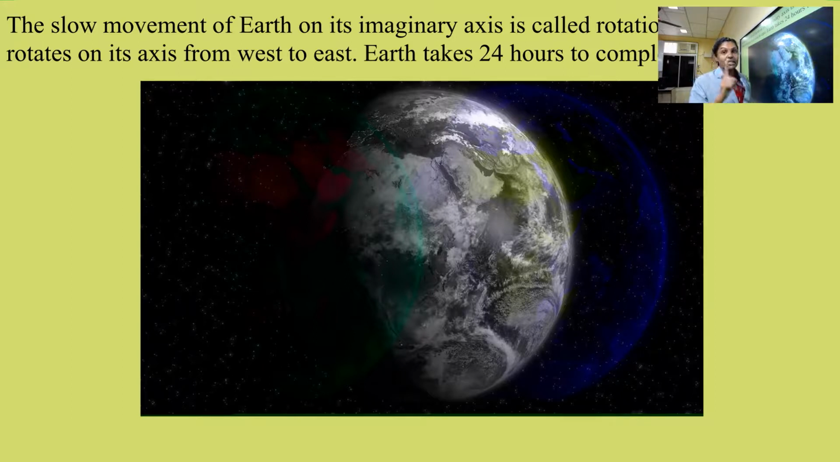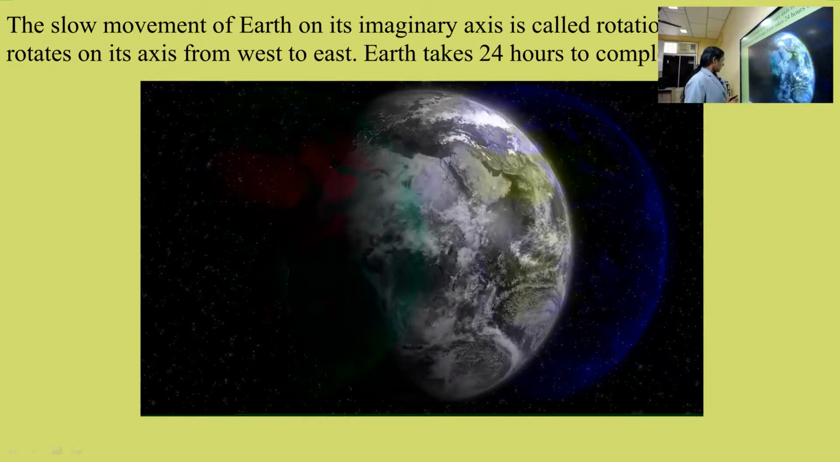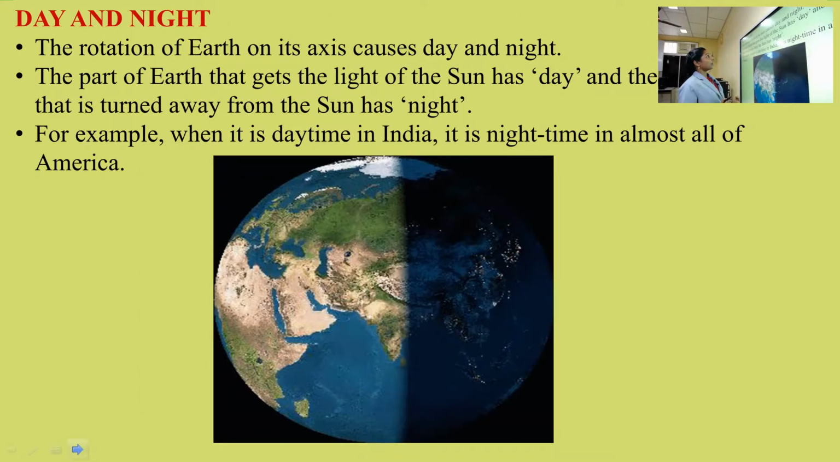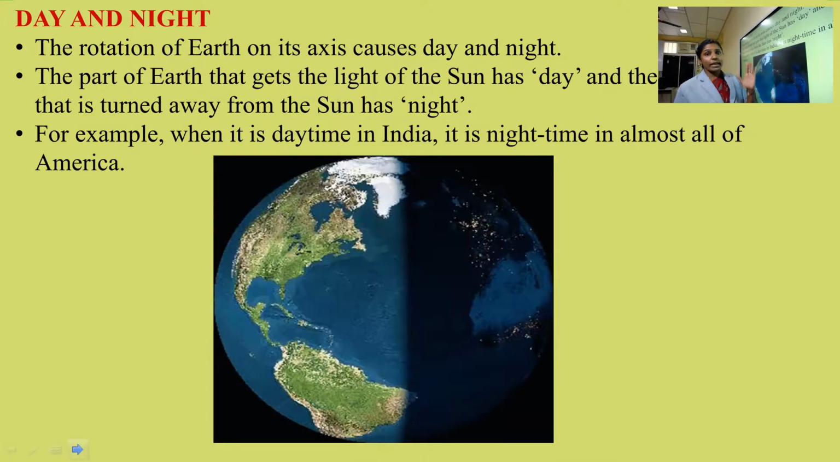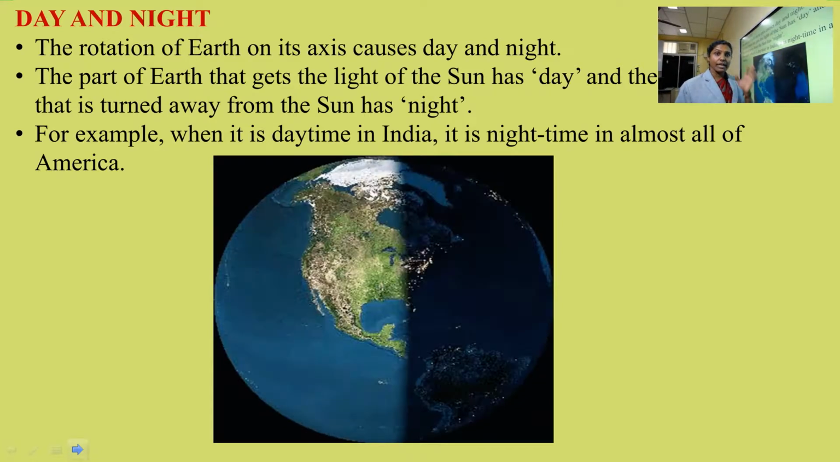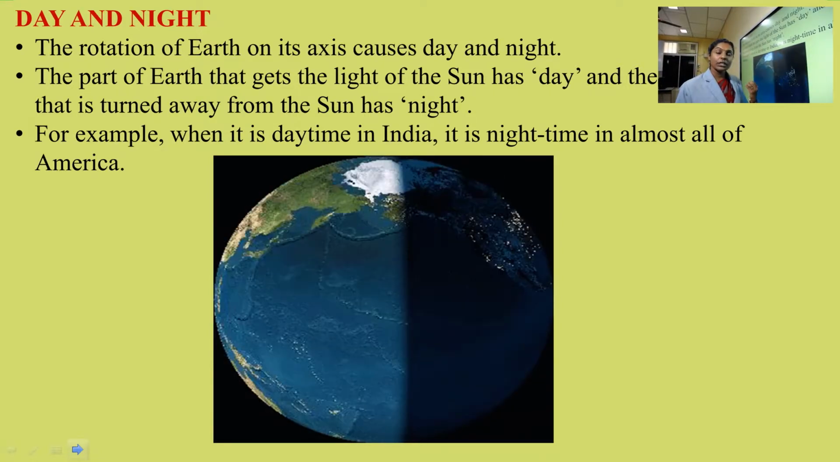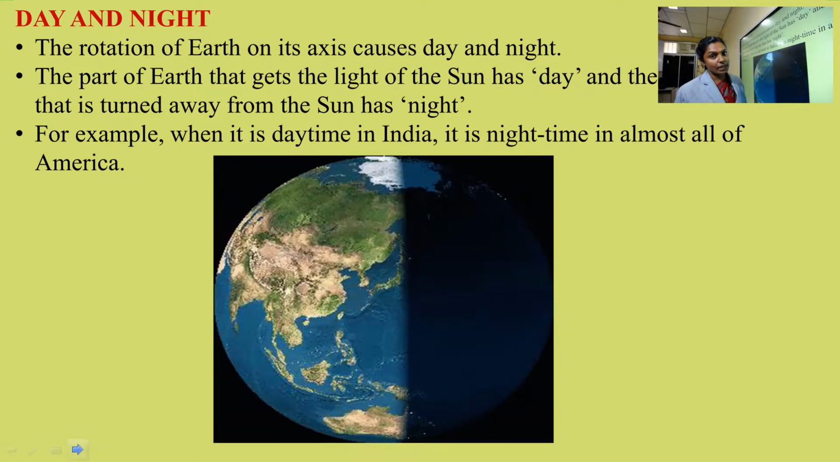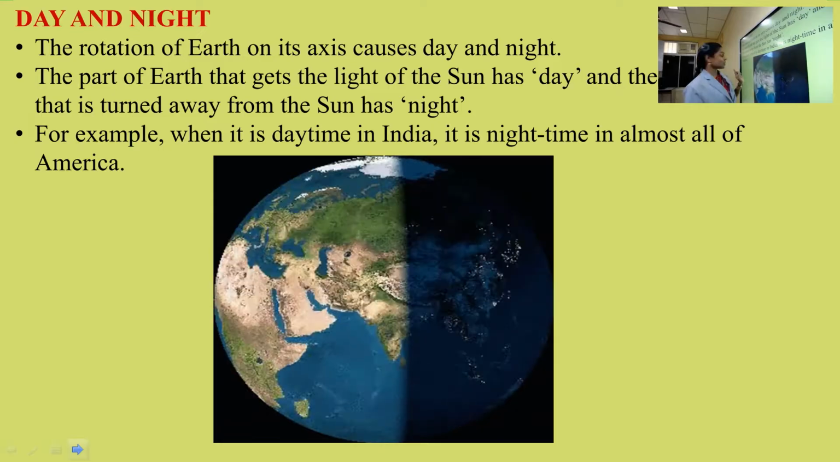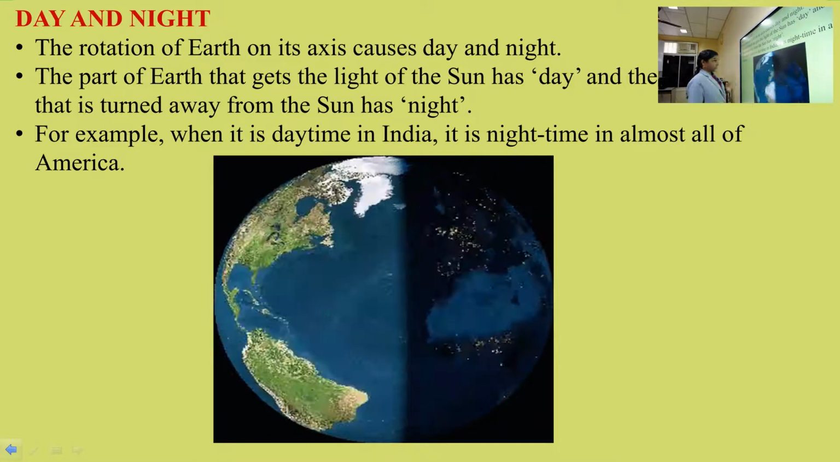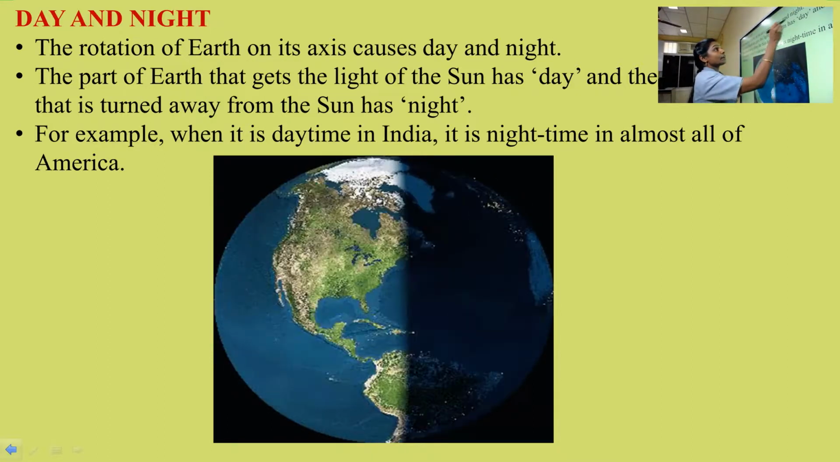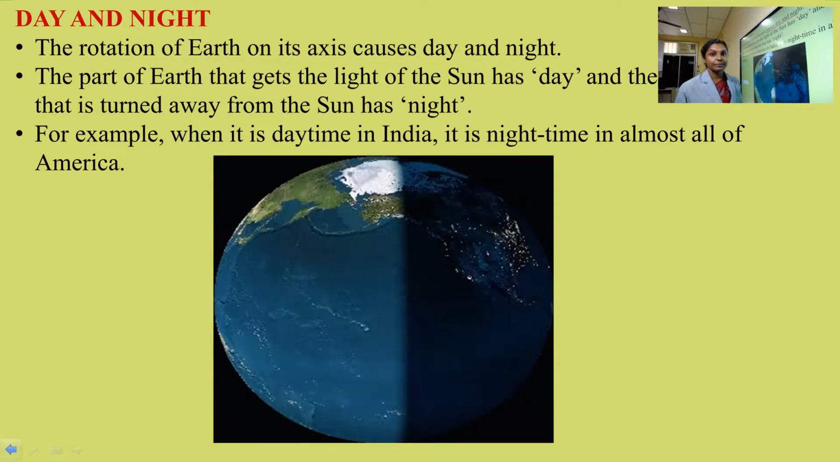That 24 hours or that one day is divided into the daytime and the night time. Okay? So, the rotation, I have told you what is rotation. It is the movement of the Earth on the axis. The movement of the Earth on its axis is known as rotation. Now, so due to the rotation, it causes day and night.